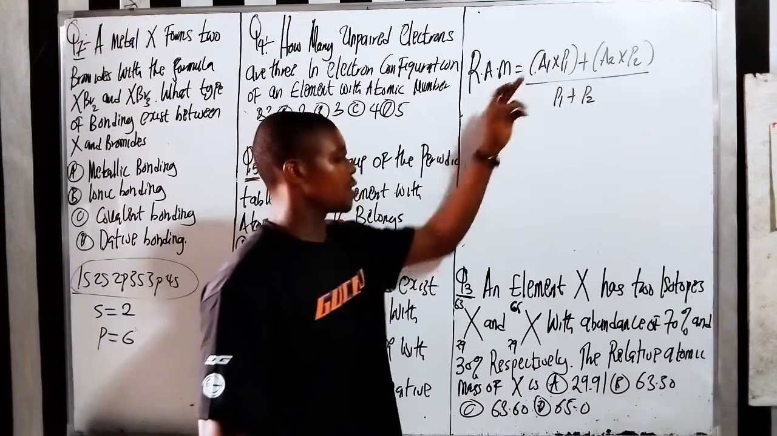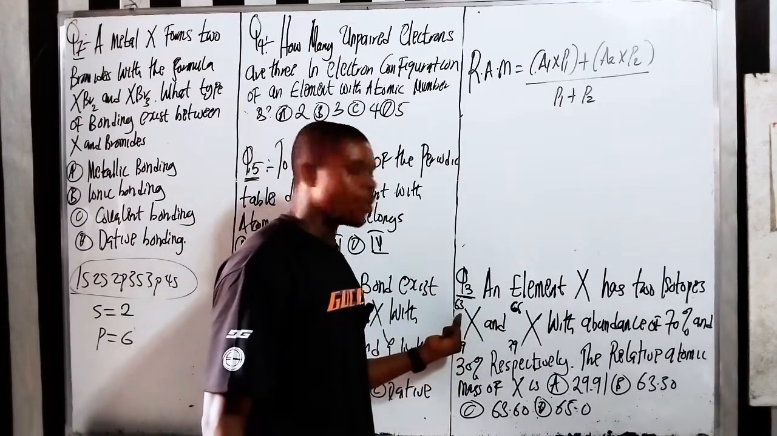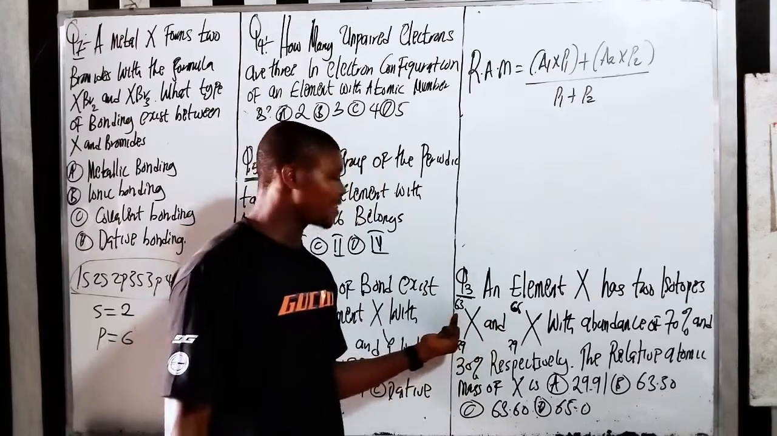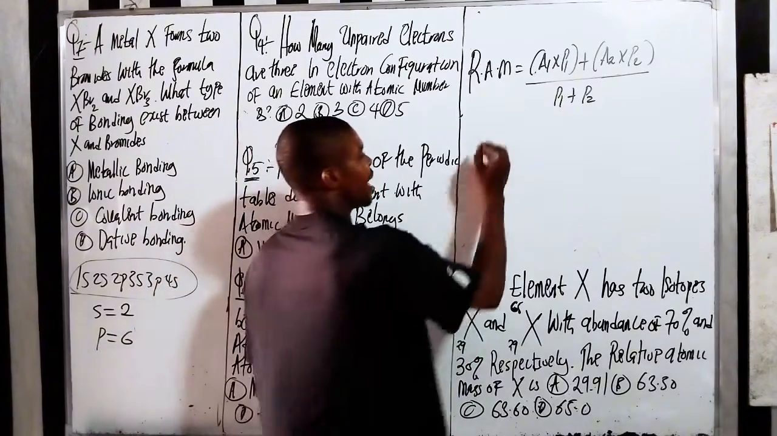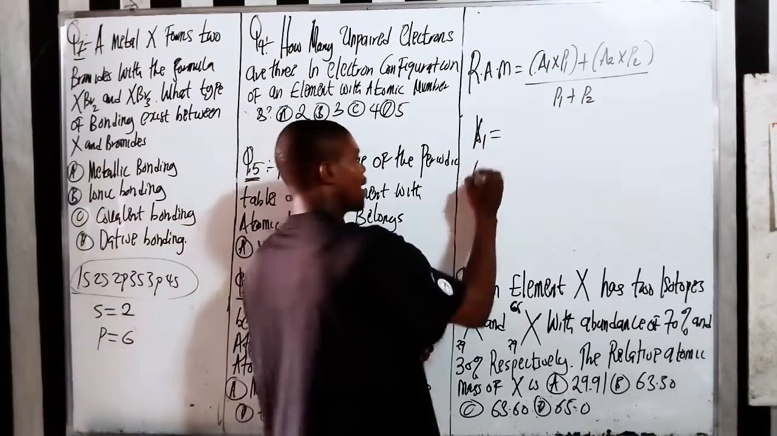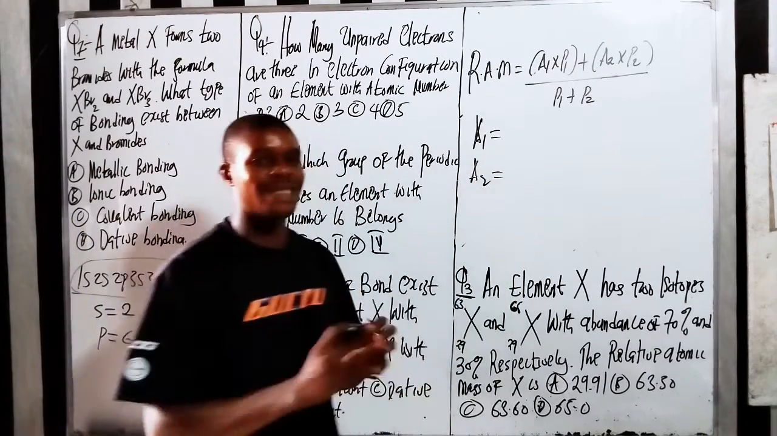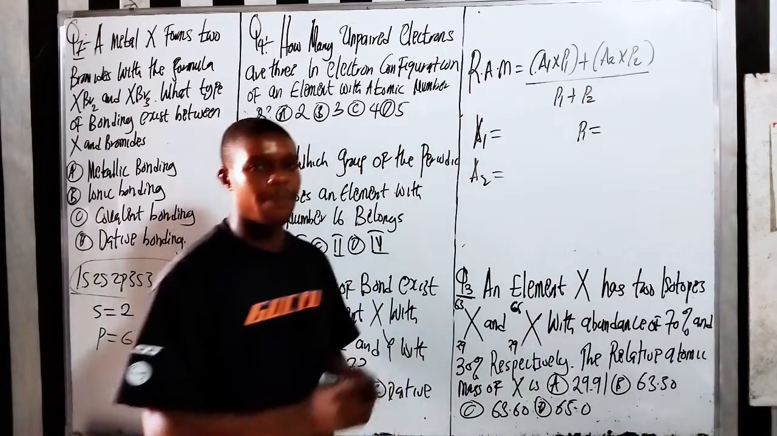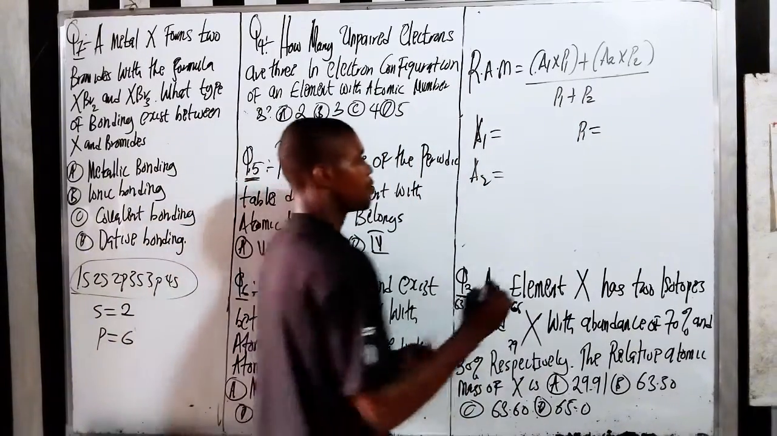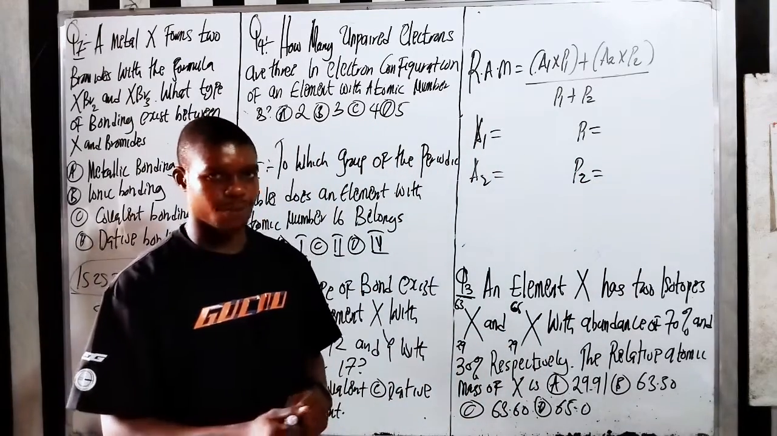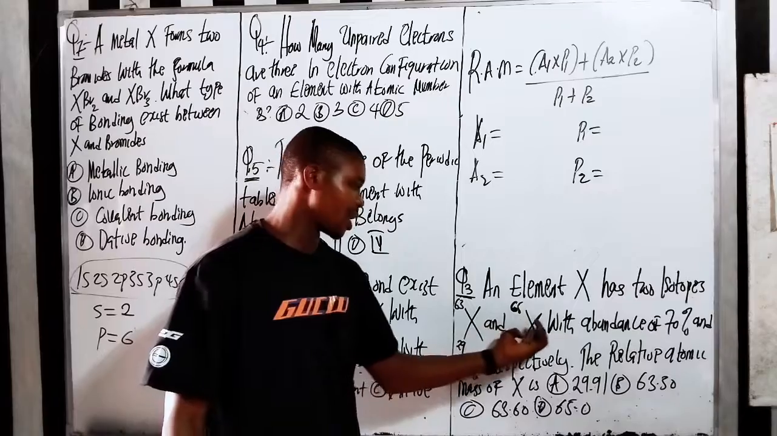Now, A1 means the atomic mass of the first isotope. A2 means the atomic mass of the second isotope. P1 means the percentage abundance of the first isotope. P2 means the percentage abundance of the second isotope. Now here we have my first isotope, and here we have the second isotope.